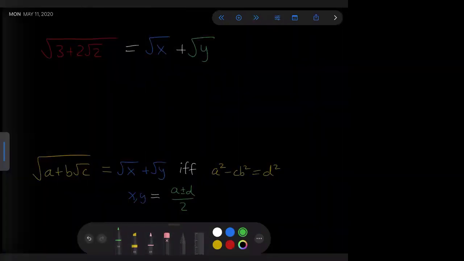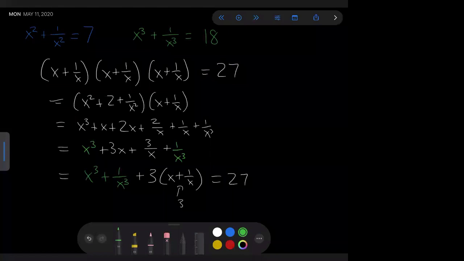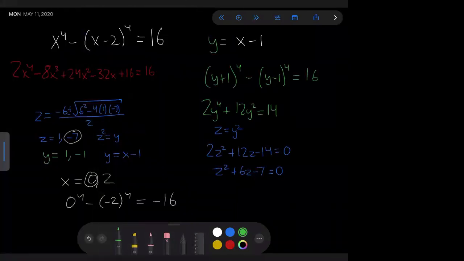Yeah, so for the previous problem, the one where it was x to the fourth plus x minus 2 to the fourth equals 16. I think on the board, it was accidentally written as x to the fourth minus x minus 2 to the power of 4 equals 16. So I think that's where the 16 versus 14 came from. Oh, I see. Yeah, so it should be right on the handout.